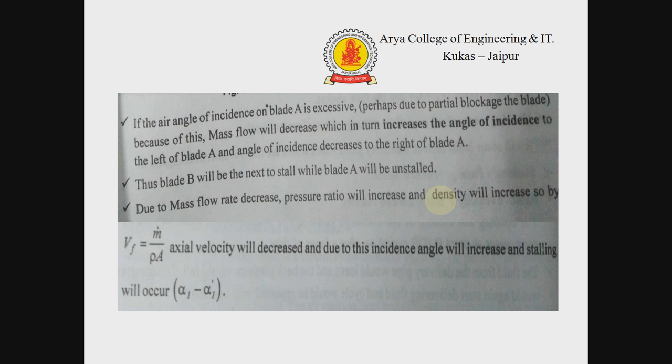Velocity of flow equals m dot, that is mass flow rate, divided by density into area, which is known as axial flow velocity, will decrease, and due to this the incidence angle will increase and stalling will occur.